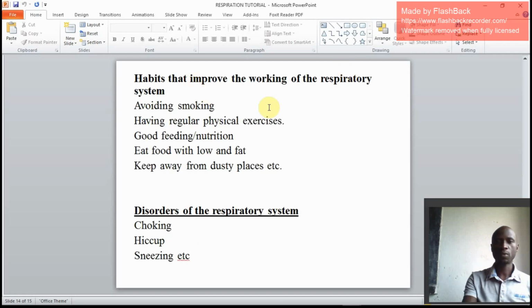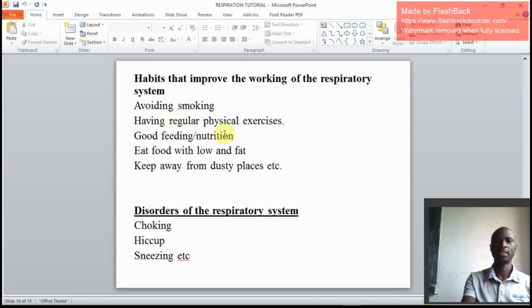How can we improve the efficiency of the system if we want our respiratory system to work very well? How do we deal with it? We should avoid smoking, as smoking causes emphysema, lung cancer, and the rest. Then we need to have regular physical exercises. Good feeding is essential, or feeding on a balanced diet.